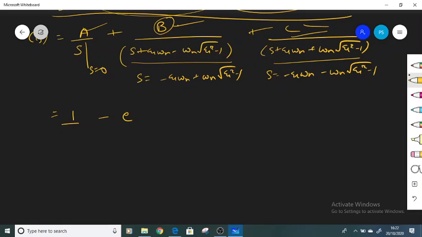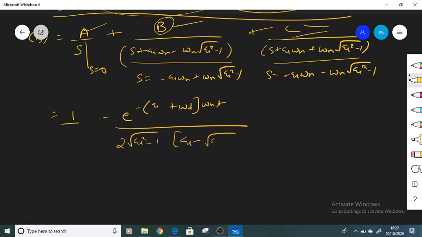So the exponential term is going to be e to the power minus (zeta plus omega d) multiplied by omega n t, divided by 2 under root of zeta square minus 1 multiplied by (zeta minus under root of zeta square minus 1). So when you substitute the value of s, you find out what b and c are, then you will get this complete term when you take the inverse Laplace. Similarly, for c, just do it for yourself, then it will give you a better picture.